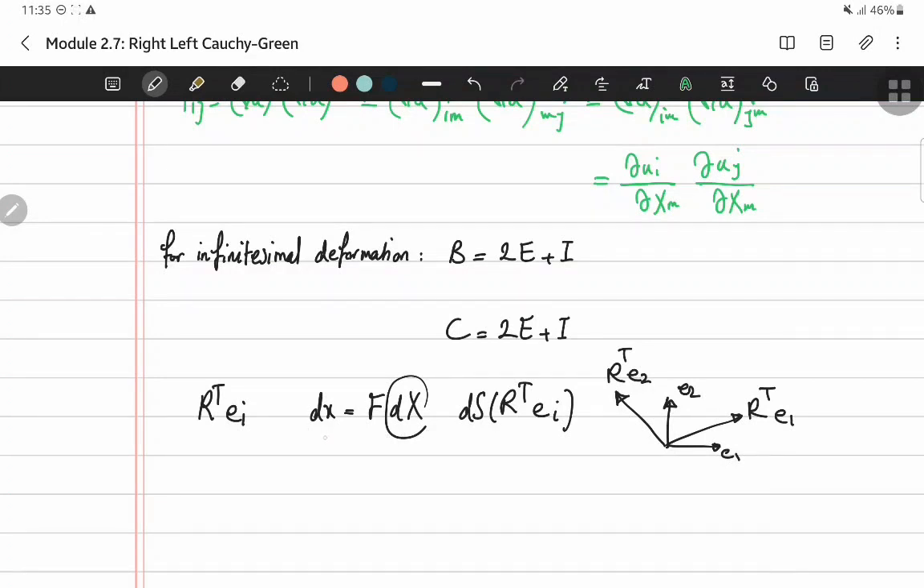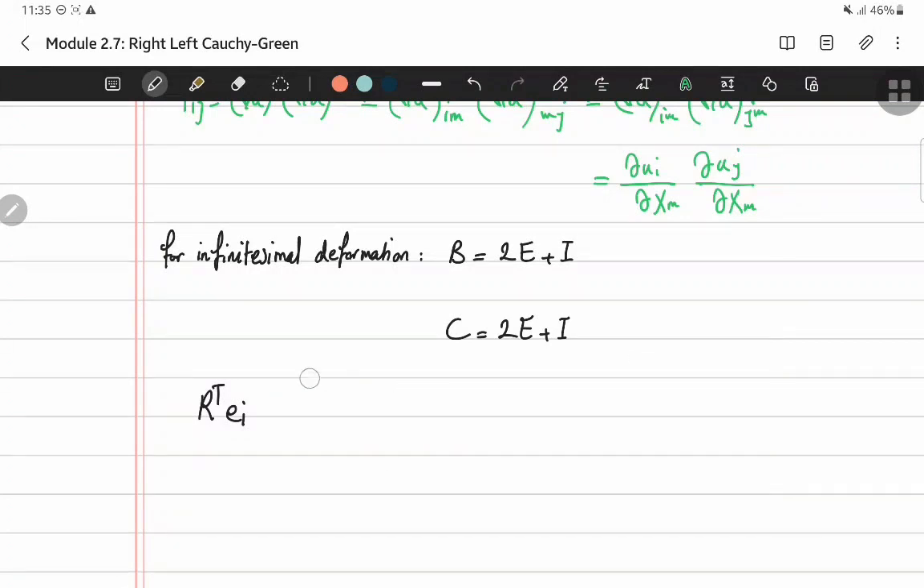This is very, very important. So if you have F, you can just plug it into this equation E1 and find it. So you can't use ds E1 in here. You have to use ds R transpose E1. All right, so this is the last topic that I would like to talk about.